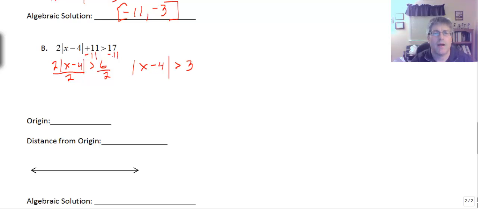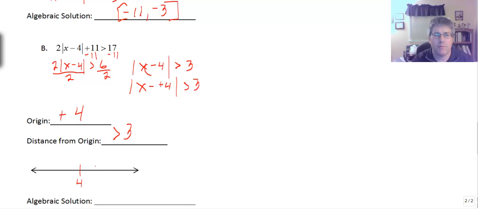So my origin is the opposite of -4, or +4. My distance from the origin, let's talk about that origin real quick. Standard form is x minus something. Isn't that x minus a +4? So my origin is the +4 because minus is the standard form. And the distance from the origin, we want everything that's more than 3 units away from 4.